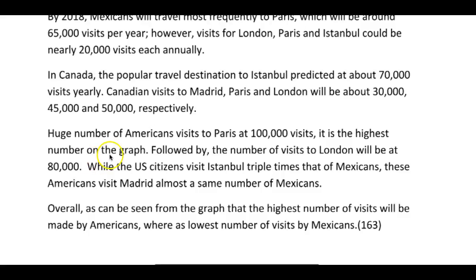A huge number of Americans visit Paris at around 100,000 visits. It is the highest number on the graph. Good. Followed by the number of visits to London at around 80,000. Or followed by the number of visits, no comma here, followed by the number of visits to London at around 80,000.